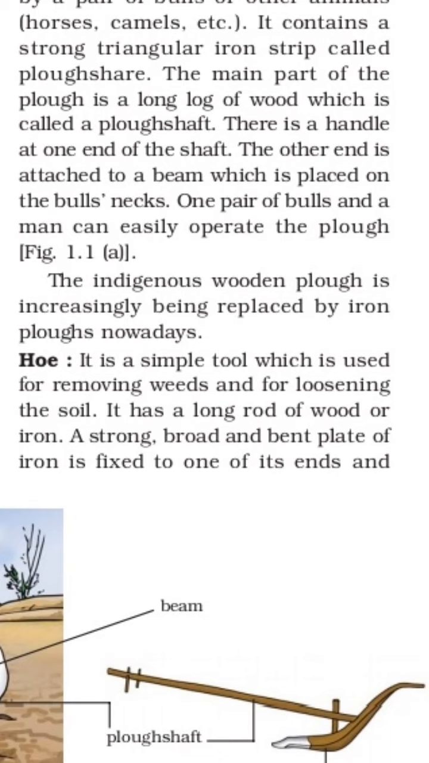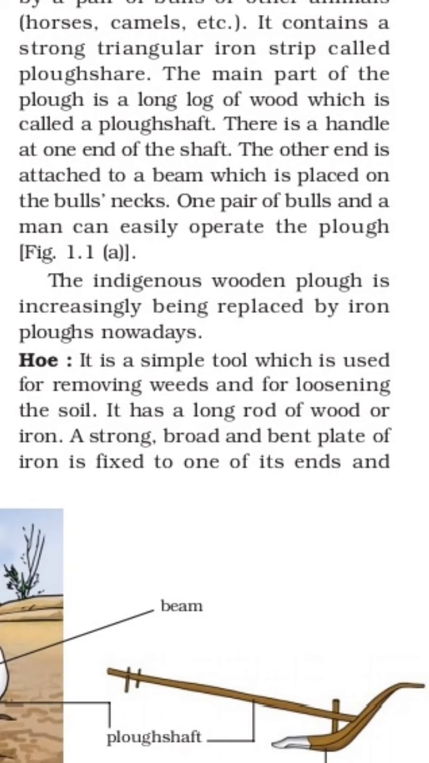Now the next point is the hoe. It is a simple tool which is used for removing weeds and for loosening the soil. Weeds are the unwanted plants which are growing with the crop plants, and they are unnecessary. They compete with the crop plants, so for that purpose we have to remove them. In Marathi, in our local language, we call them tan. जे तण काढणं म्हणतो आपण, कोळपणी करतो ते instrument.